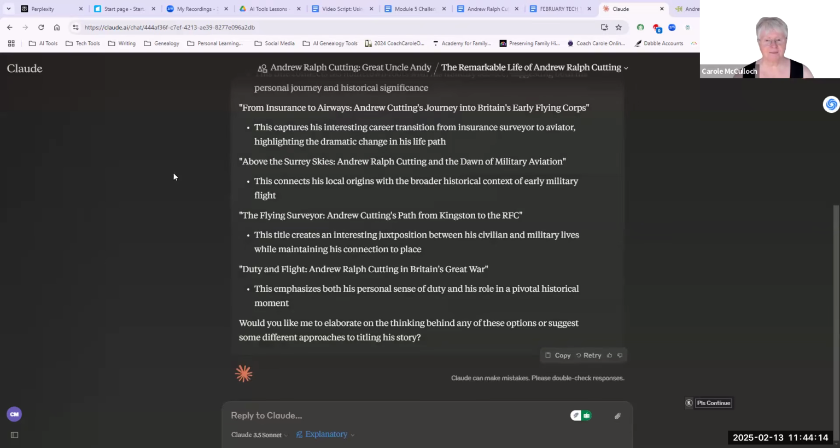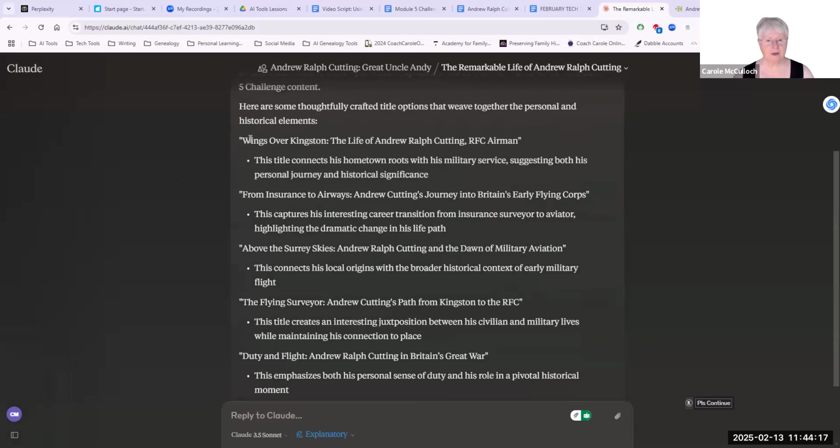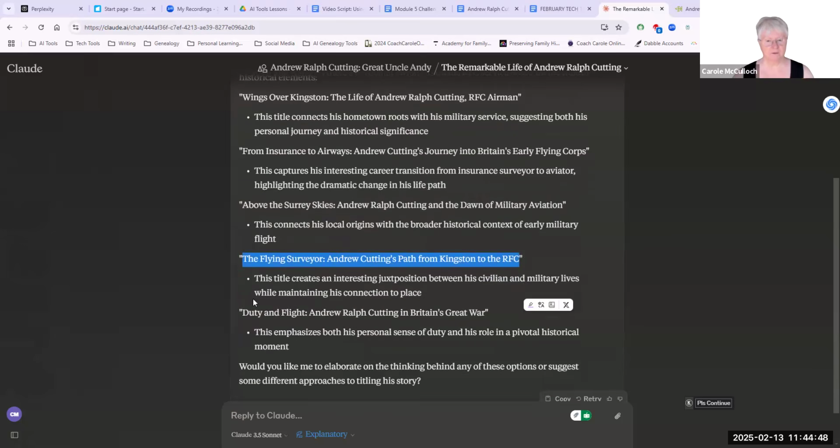All right, some interesting titles, starting with Wings Over Kingston, The Life of Andrew Ralph Cutting, or From Insurance to Airways, Andrew Cutting's Journey, the RFC, or Above the Surrey Skies, Andrew Ralph Cutting and the Dawn of Military Aviation. It sounds more like a saga than a short story. Or The Flying Surveyor, Andrew Cutting's Path from Kingston to the RFC. That one has appeal. Or this one, Duty and Flight, Andrew Ralph Cutting in Britain's Great War.